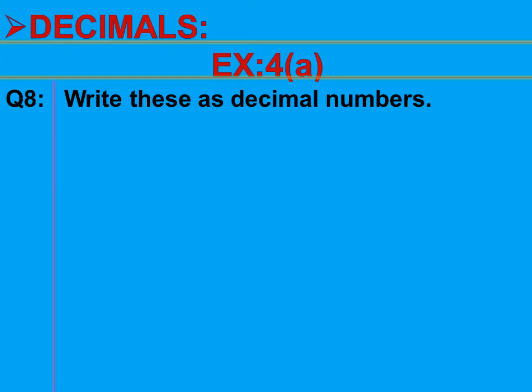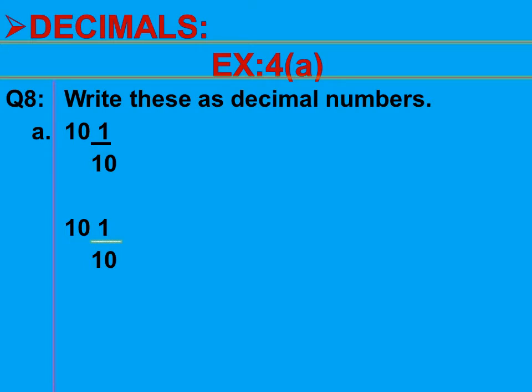Question number 8 is: write these as decimal numbers. We will start from its first part, part A. Dear students, in part A, a mixed fraction, that is 10 1/10, is given. Mixed fraction means that in this part we have 10 as a whole number and 1/10. And we have to write it as a decimal number.